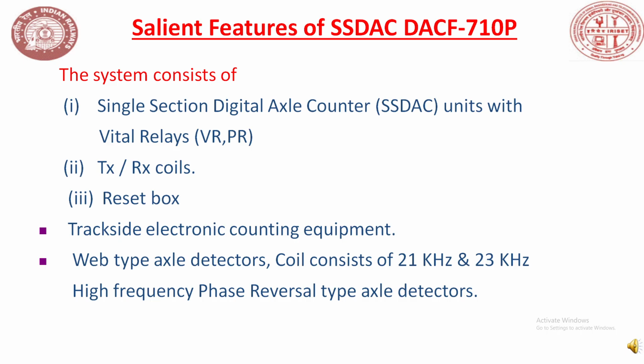Salient features of SSDSC DACF 710P. The system consists of: first, single section digital axle counter, that is SSDSC units, with vital relay VR and PR. Second, transmitter and receiver coils. Third, reset box. Track side electronic counting equipment. Wave type axle detectors. Coil consists of 21 kHz and 23 kHz. High frequency phase reversal type axle detector.